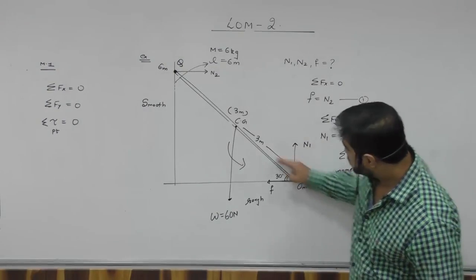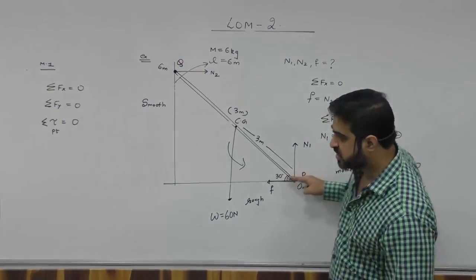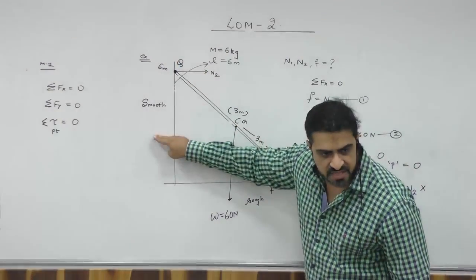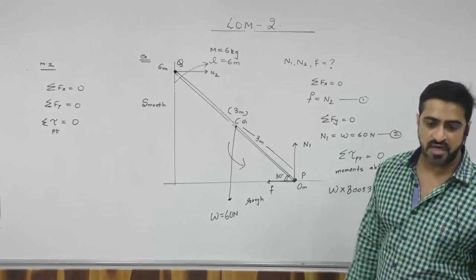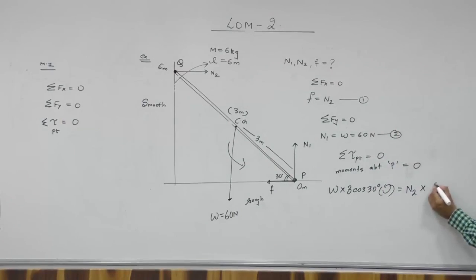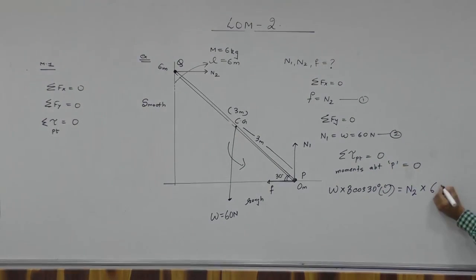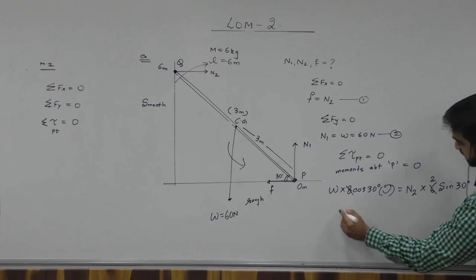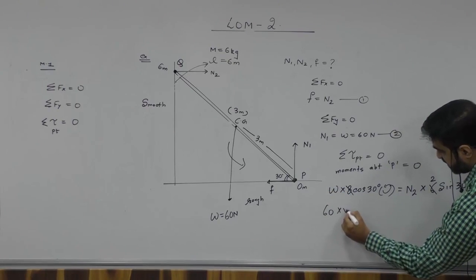This is 30. This whole is 6. It will become what? 6 sine 30. Arey, opposite component is sine, na baba? So it will become what? 6 is the hypotenuse. Sine 30. Yes or no, beta? How much is W given? 60. Cos 30 is root 3 by 2.